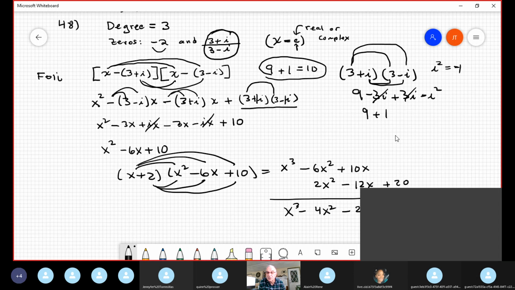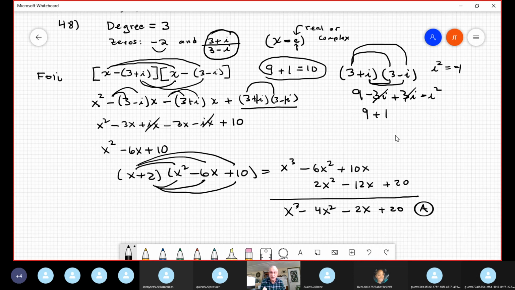The question is that you need to find the polynomial equation that satisfies this condition. Degree 2, look at that. Degree 2 is the higher exponent. And contains zeros negative 2 and the complex one. You understand very well that the second one is 3 minus i. Therefore, I start the process of the multiplication.